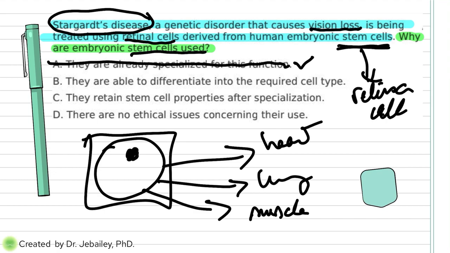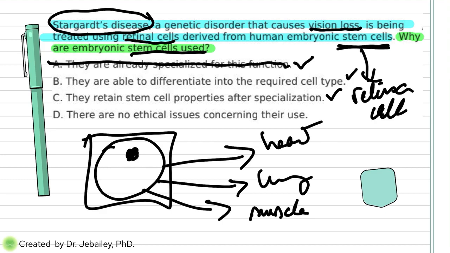The next thing it says, they're able to differentiate into the required type of cell. This makes more sense. They retain stem cell properties after specialization. They can retain, but this has nothing to do with helping the vision loss come back.